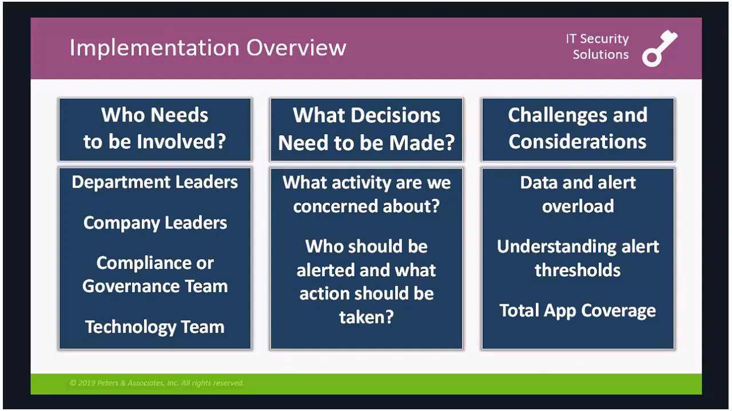And then challenges. Data and alert overload is one of the bigger challenges, in that we've now created another dashboard that somebody has to check. What type of actions do we want to make sure we're setting up to make this data as valuable to us as possible without overburdening us? And then understanding different alert thresholds, how we have things configured, and then total app coverage. How many of the applications that we're using regularly can we put these governance rules in place on? And if there are applications we can't, how are those being covered? How are those being accounted for?